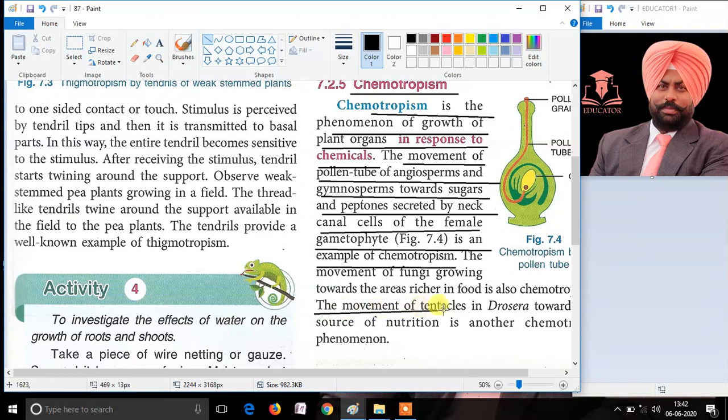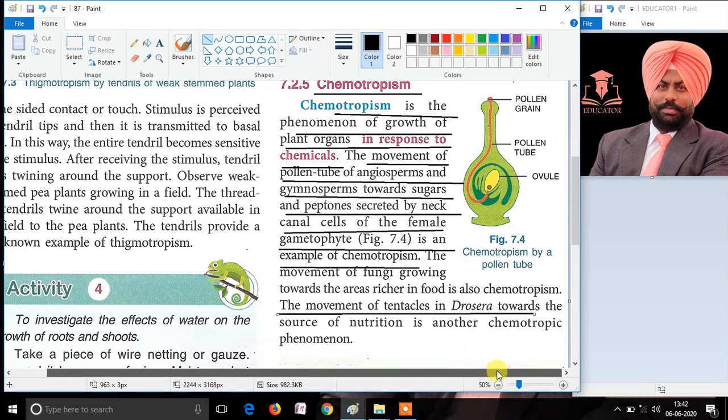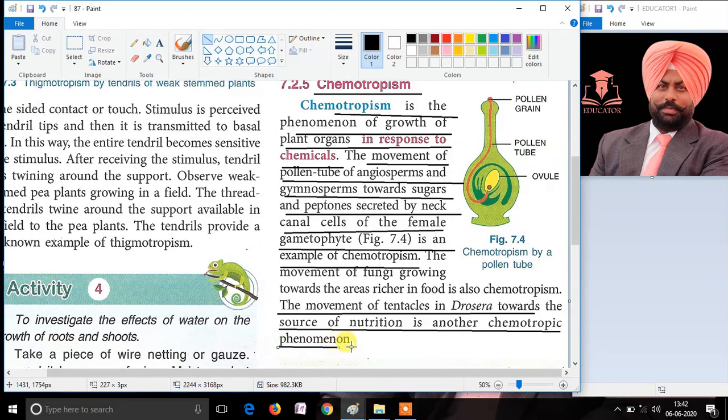The movement of the tentacles in Drosera towards the source of nutrition is another example of the chemotropic phenomena. Here the nutrition is also a source, which is a sort of chemical. And the movement of the tentacles of the Drosera plant for the nutrition is also an example of the chemotropic phenomena. So these are the certain trophic movements which we have discussed in this video. That's all in this video.